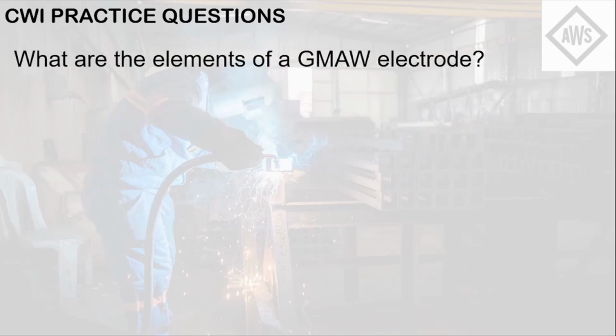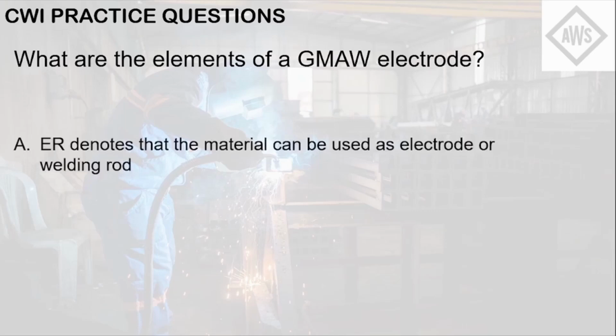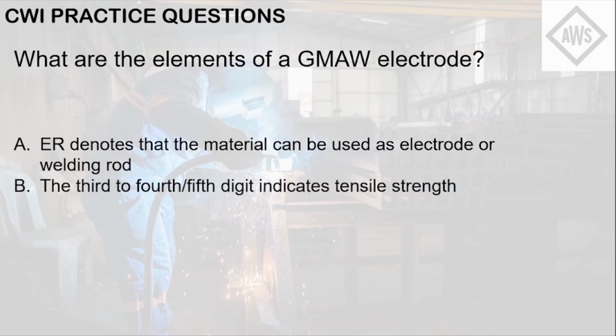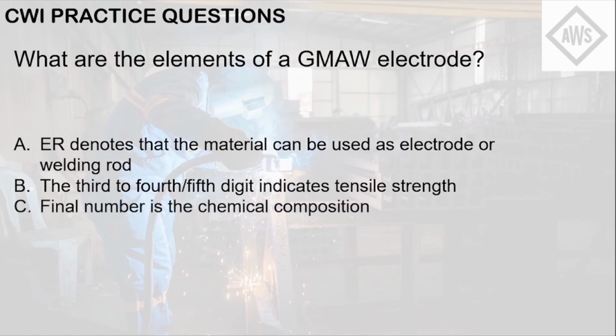Last question. What are the elements of a GMAW electrode? Letter A, ER denotes that the material can be used as electrode or welding rod. Letter B, the third to fourth or fifth digit indicates tensile strength. Letter C, the final number is the chemical composition. Letter D, all of the above. So all of these characteristics of a GMAW electrode are accurate in terms of these choices.